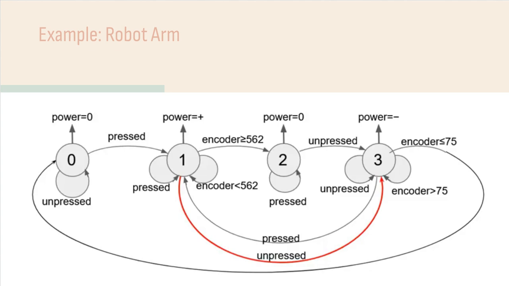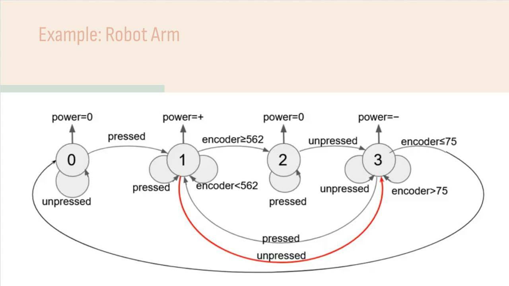This is the state machine for a robot arm. At state 0, its power is set to 0, meaning it isn't moving. The button is then unpressed, but when it is pressed, it goes to state 1, where it suddenly has power and is moving. If the encoder count is greater or equal to 562, the arm has reached its max and cannot move any further, so its power is set to 0 at state 2. But the button is still pressed there. When the button becomes unpressed, it goes to state 3 and moves in a reverse direction.